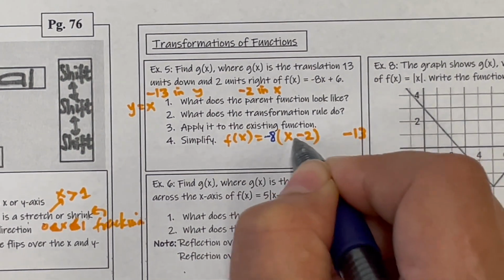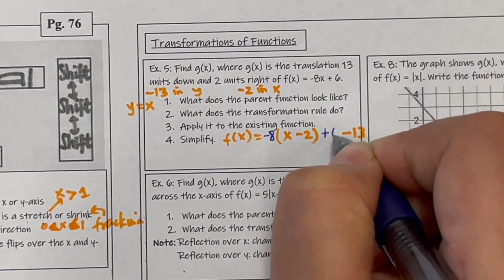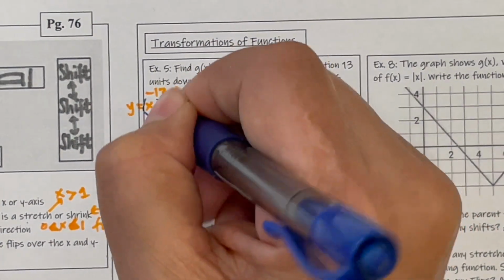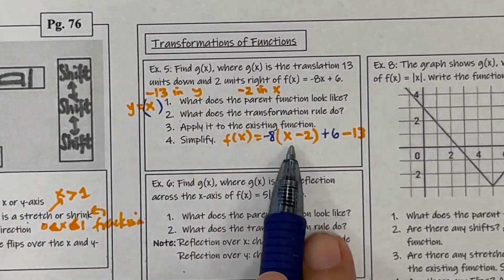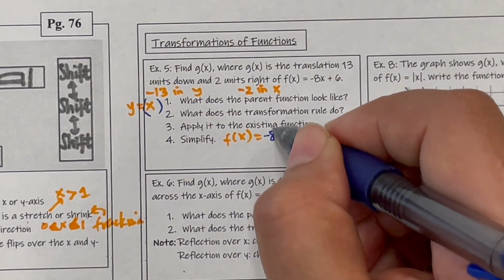Because all I'm going to do is take it right 2, which is -2, and 13 down, and this one is +6. So knowing your original function tells you where to put your parentheses so that you can know when you're doing it inside or outside. Now you can't leave the question like this, so you have to simplify this.